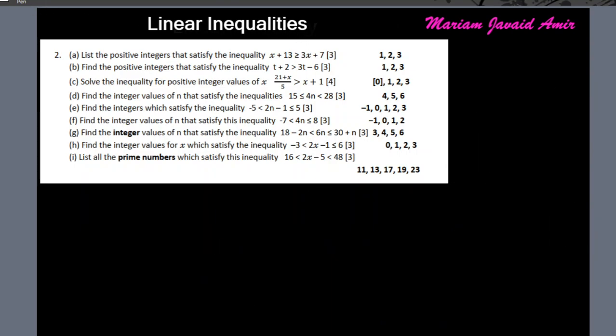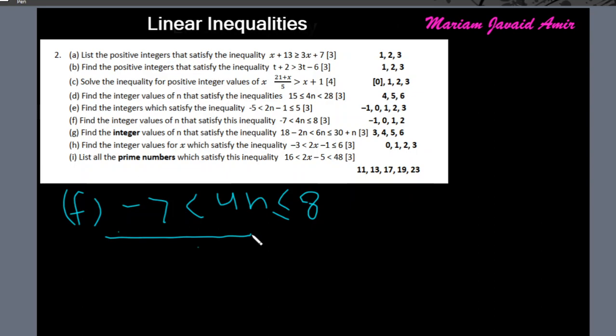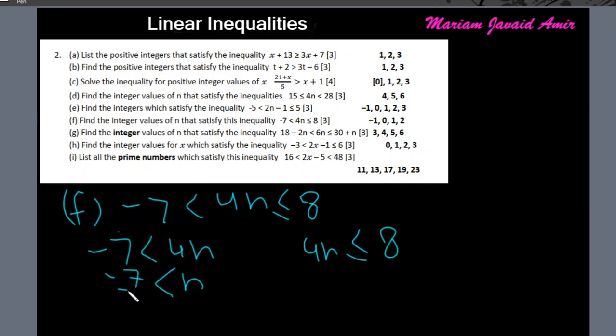Part F. Find the integer values of n that satisfy this inequality. Split it into two, first this part and then this part. So we get minus 7 less than 4n and 4n less than equal to 8. This becomes n is greater than minus 7 over 4, and as a mixed number this becomes minus 1 whole 3 by 4 less than n. And then we get n is less than equal to half.